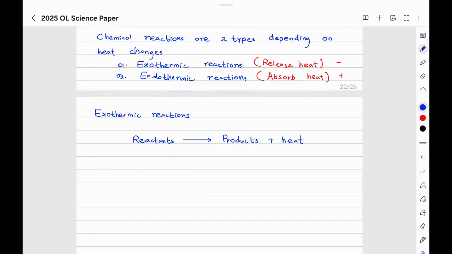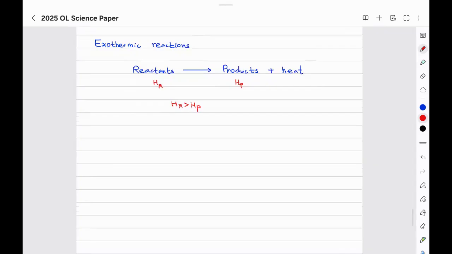So let me write down here. I'm using the symbol H_R, H_P. H means actually energy, right? Here I'm representing the energy. So, reactant energy is greater than product energy. Now, if I ask you to draw the energy diagram for this one, how you can draw the energy diagram for the exothermic reactions? As I told you, reactants energy is greater than product energy.